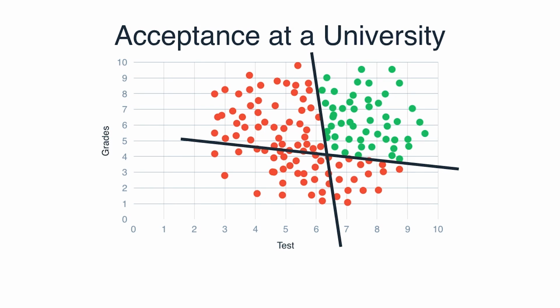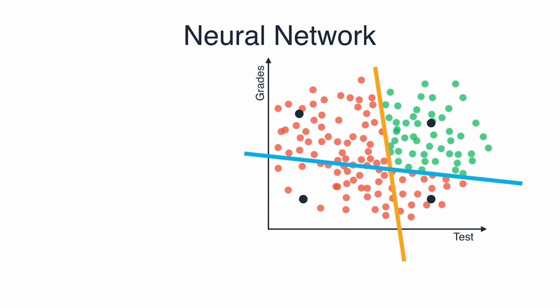And how do we find these 2 lines? Again, we can do it using gradient descent to minimize a similar log loss function as before. This is called a neural network. Now the question is, why is this called a neural network?